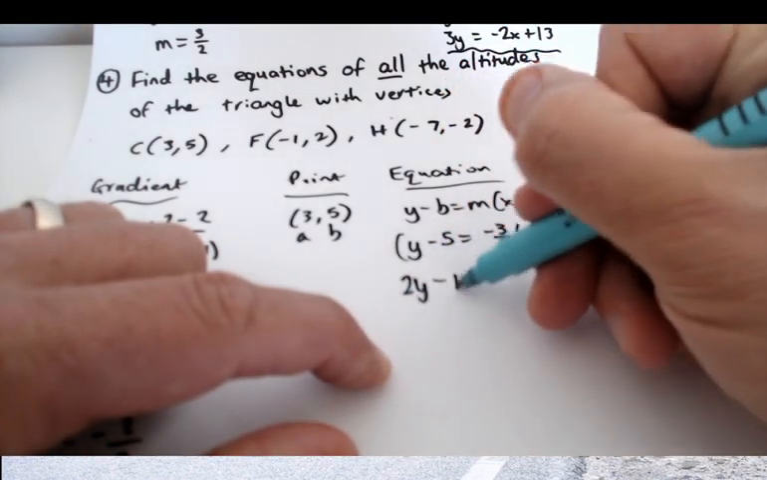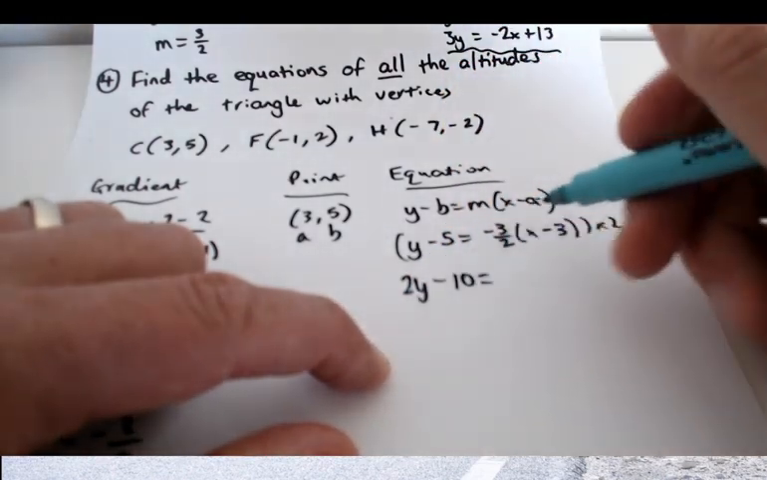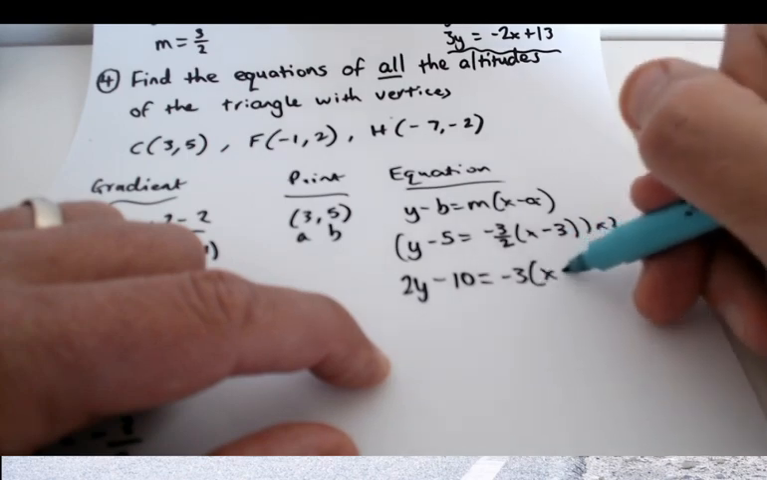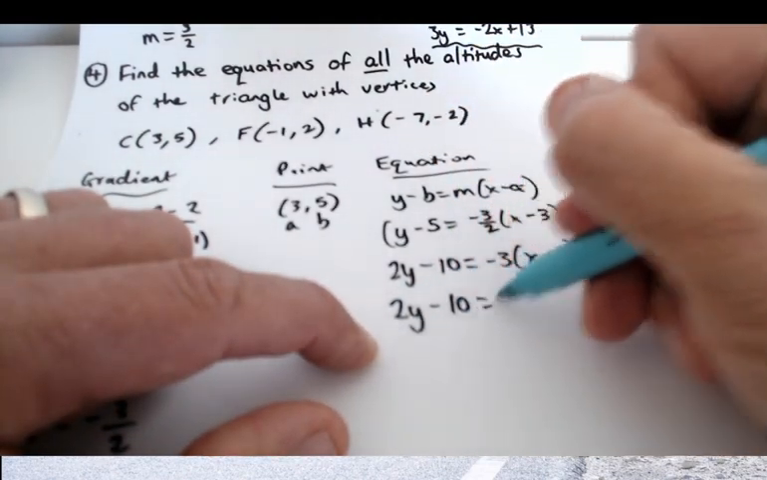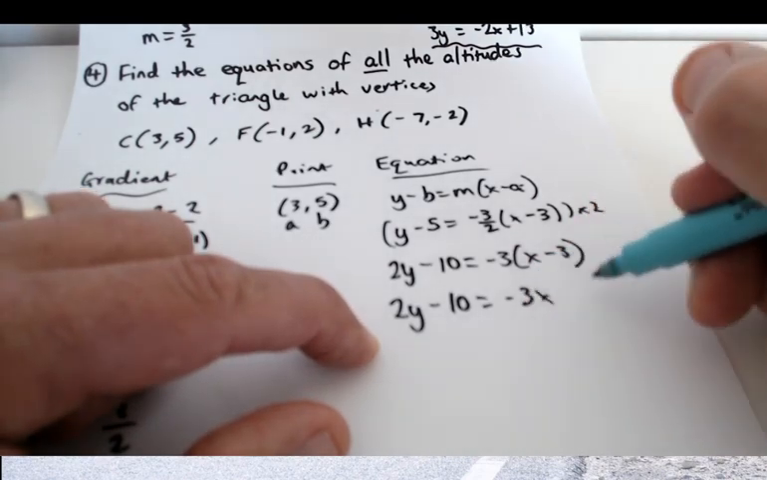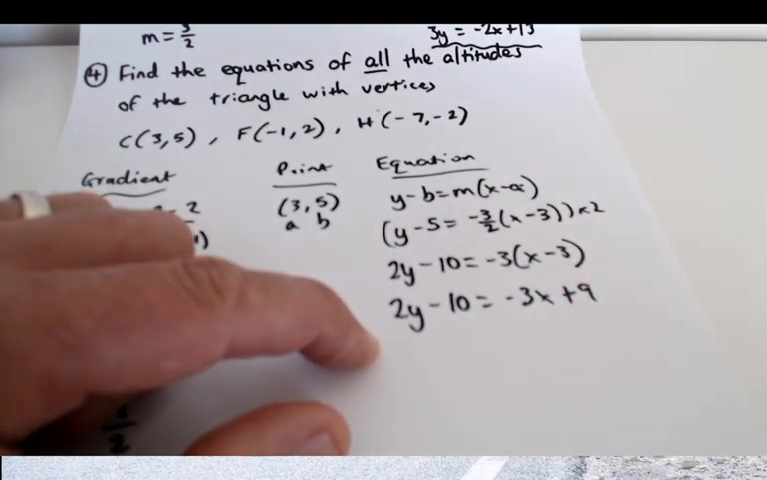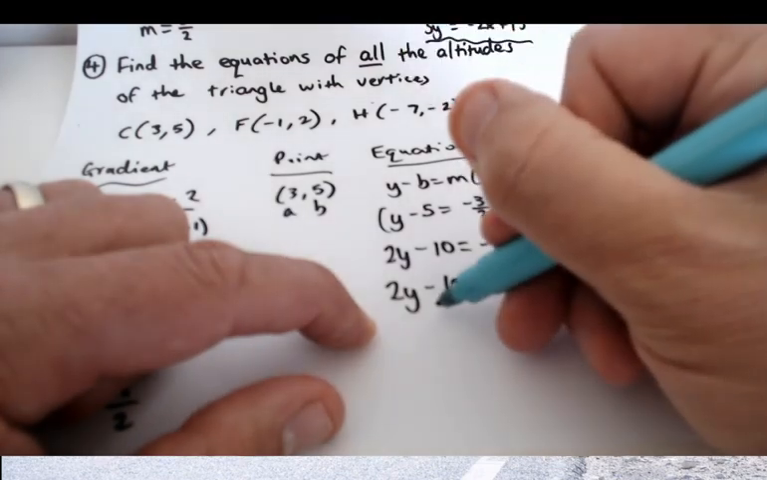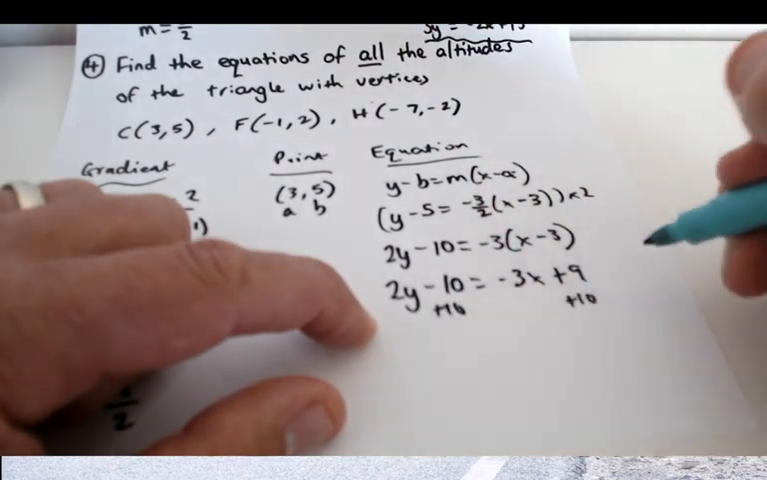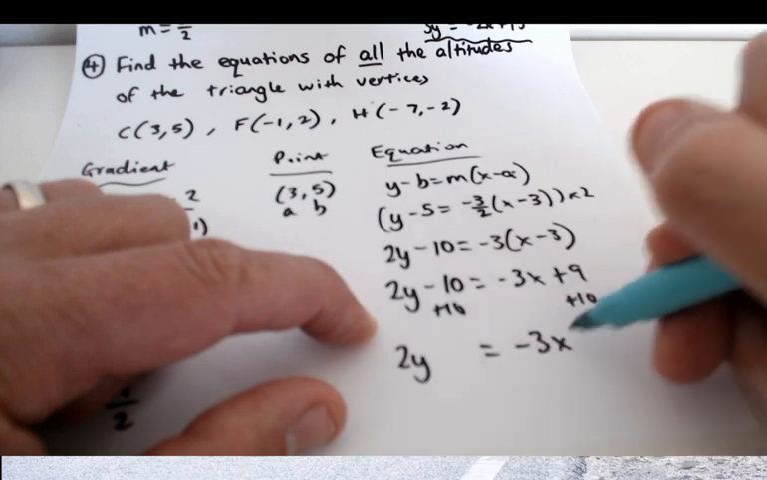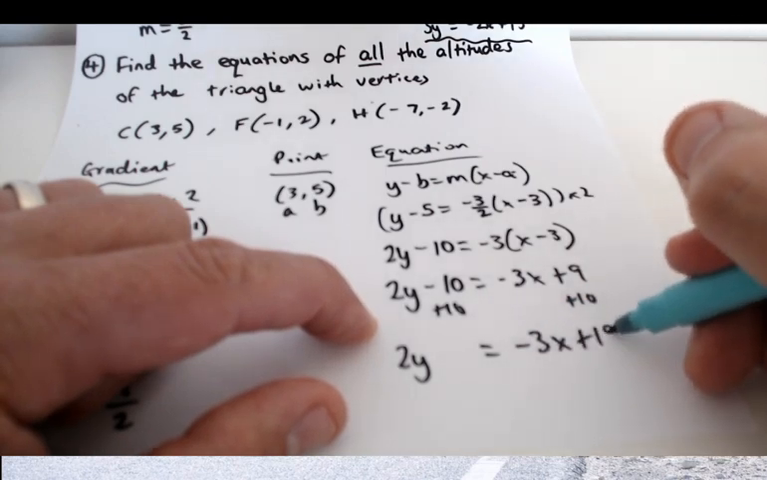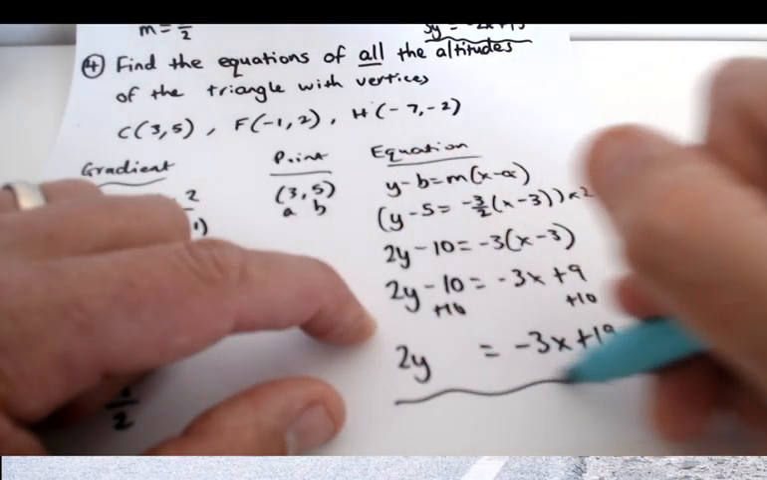2y minus 10 equals, so the 2's will cancel, leaving the -3 on the top. Multiply out that bracket. Be careful of your negative numbers. I sound like a broken record. Add 10 to both sides. And the altitude from C is the line 2y equals -3x plus 19.